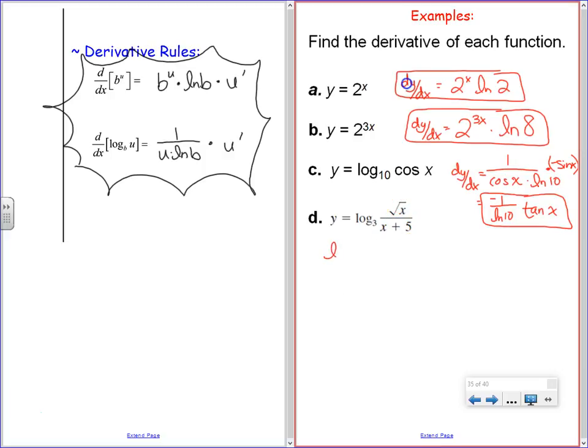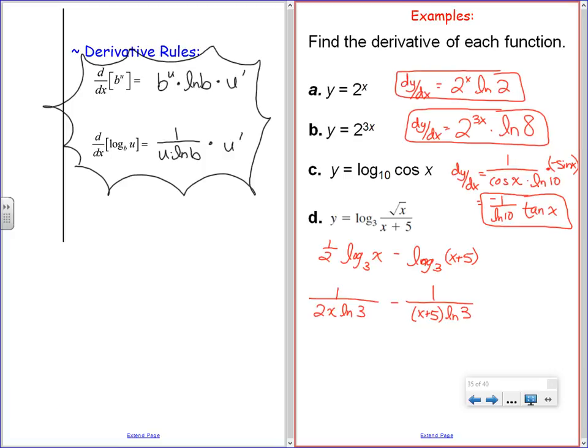We're using the property. But the nicer way is if we did log base 3 of x to the 1/2 minus log base 3 of x plus 5, because for x to the 1/2, the 1/2 can come down, and the subtraction is for the division. We end up with 1 over 2x ln of 3 times x prime, which is 1, minus 1 over x plus 5 ln of 3 times x plus 5 prime, which is just 1.